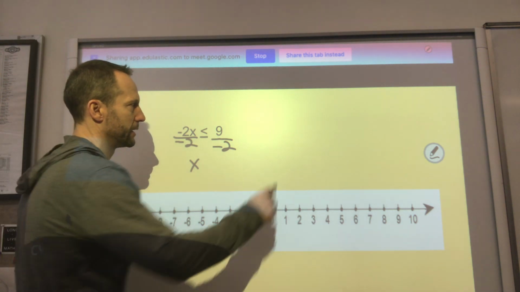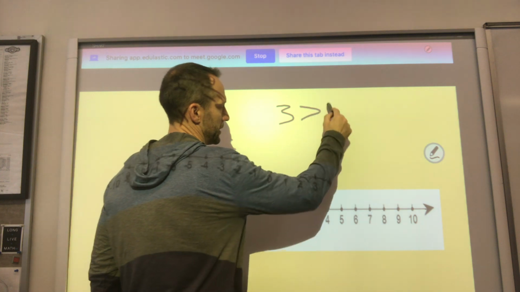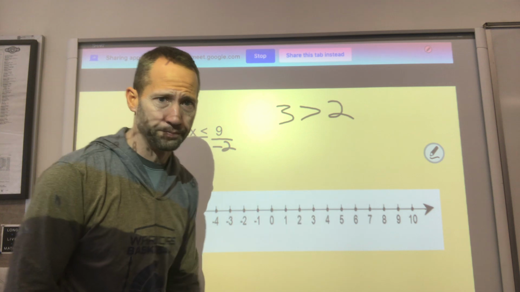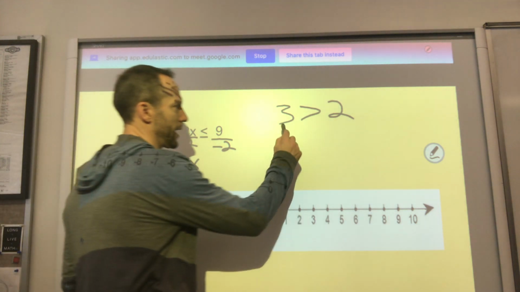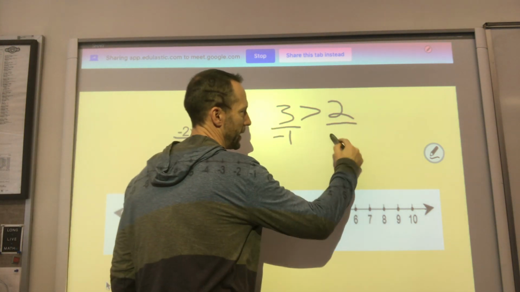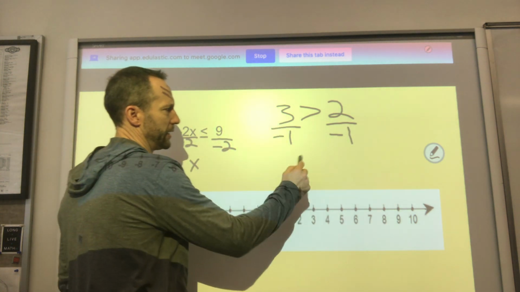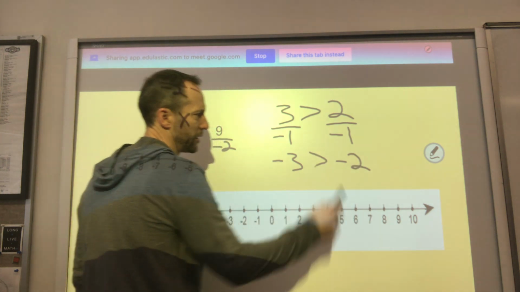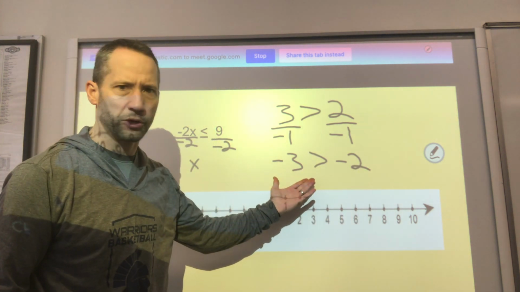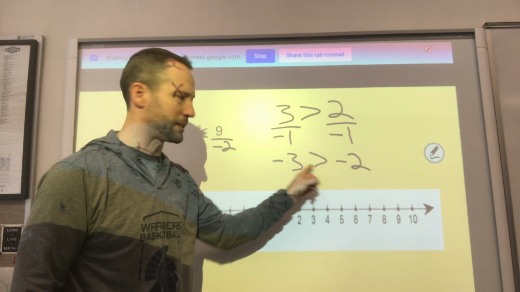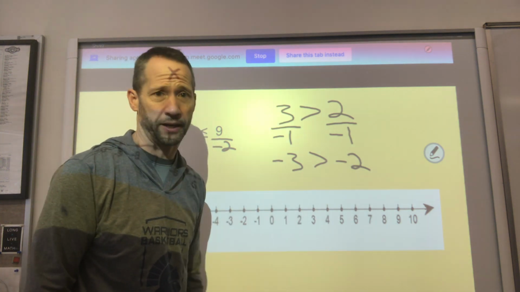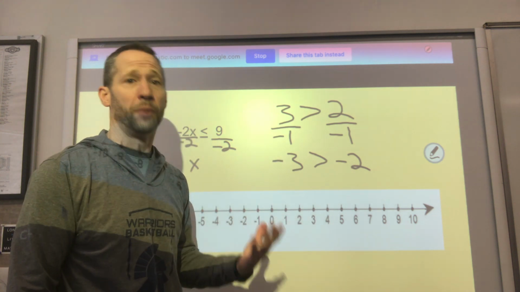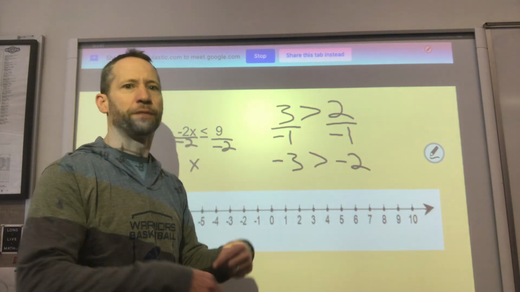To show students this, we start off with just something as simple as this. I just said to students, okay, first of all, do you agree that 3 is greater than 2? Yes, it is. But what happens if I divide by a -1? Well, 3 divided by -1 is -3. 2 divided by -1 is -2. And if I bring down my inequality, this is no longer true. -2 is not less than -3. Believe it or not, -2 is greater than -3. So what we discovered was whenever we divide or multiply by a negative, we need to flip the sign.